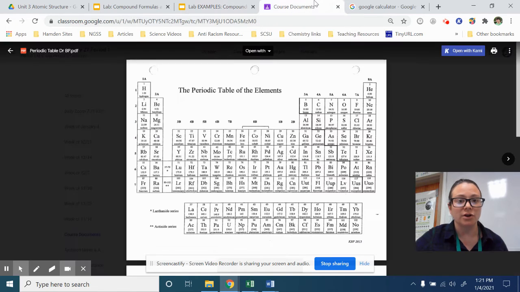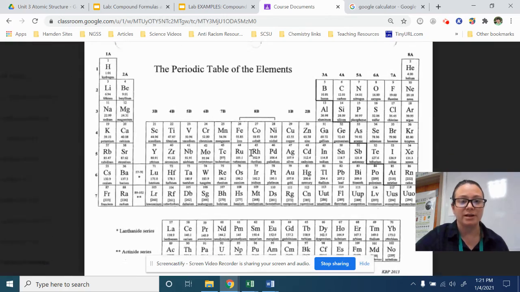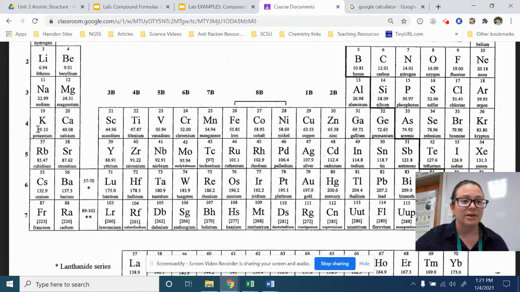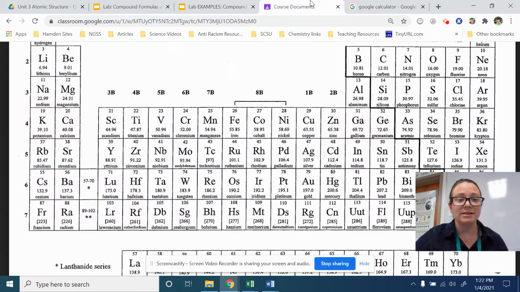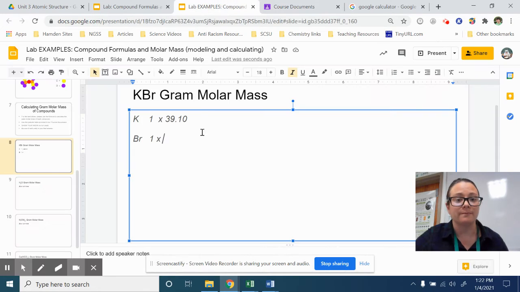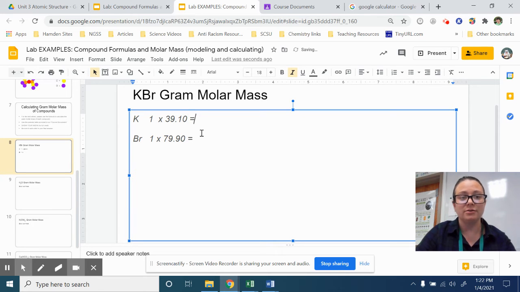All right, so K, I find K on my periodic table. I'm going to zoom in. Here's K. It has a mass of 39.10, right? We're doing the number that's the decimal, not the number of protons. We're looking at the atomic mass. So K is 39.10, so times 39.10. And Br, we're going to multiply by its atomic mass. Here's Br over here, 79.90. And now I'm going to multiply these through.